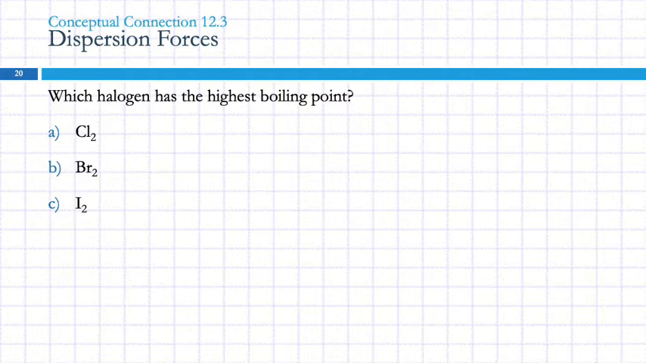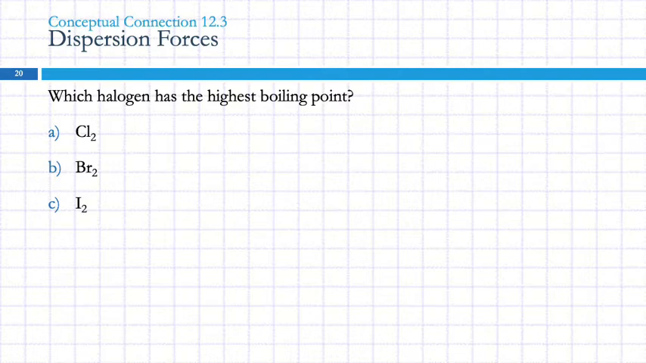So these are the kinds of questions we should be able to answer. Which halogen has the highest boiling point? So these are the halogens, chlorine, bromine, iodine. They're in the same group in the periodic table, the same column, right? So high boiling point, is that going to be strong attraction or weak attraction? Strong attraction. So this obviously is based on size. We've only talked about dispersion forces. So which one of these is biggest?